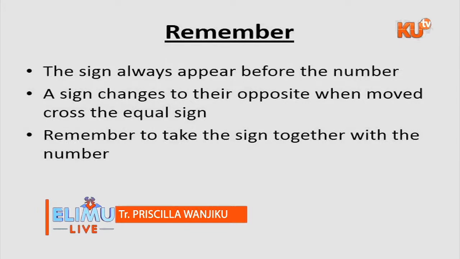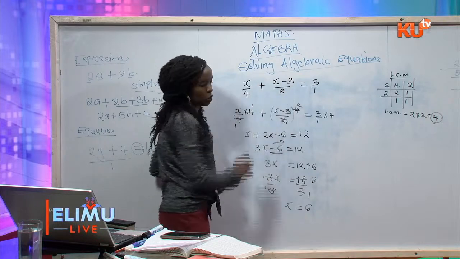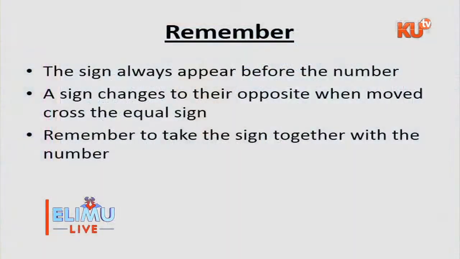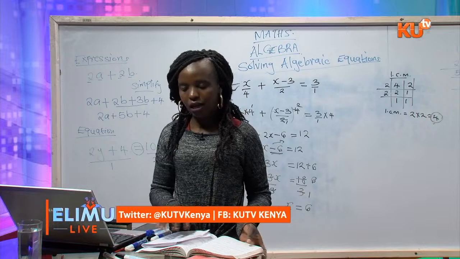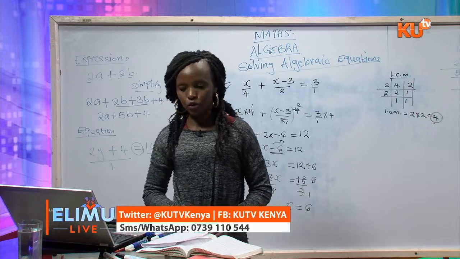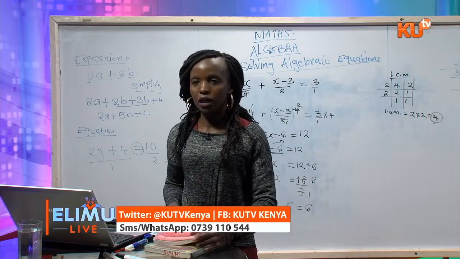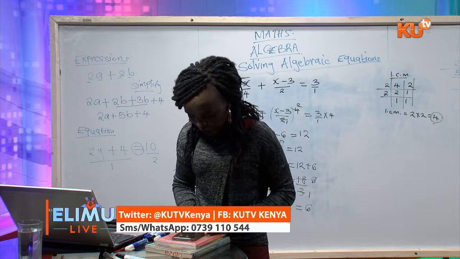For example, if it is this number here, this fraction that is here, this sign belongs to this fraction. So a sign will always appear before the number. And lastly, remember to take the sign together with the number when you are taking it to the other side of the equal sign. So, with that, you will be able to calculate and get the values of the unknown. So I hope you have all enjoyed the lesson and you have understood, and you can be able to follow up.